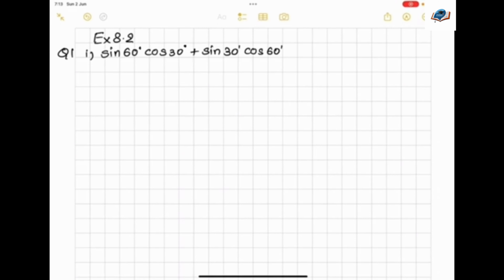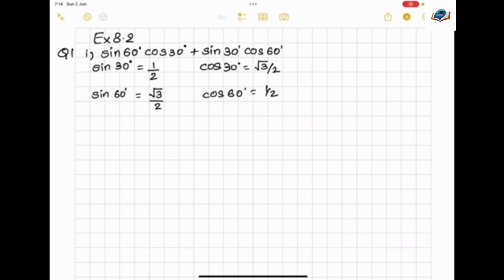So we will be using the sine theta and cos theta table. So sine 30 equal to 1 by 2, sine 60 will be root 3 by 2, cos 30 will be equal to root 3 by 2, and cos 60 will be 1 by 2.